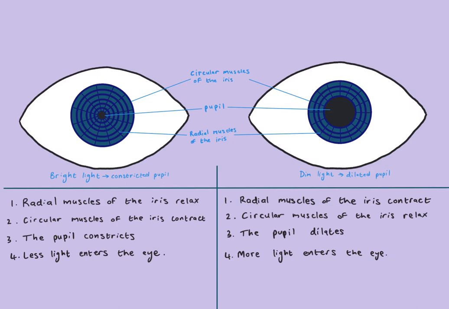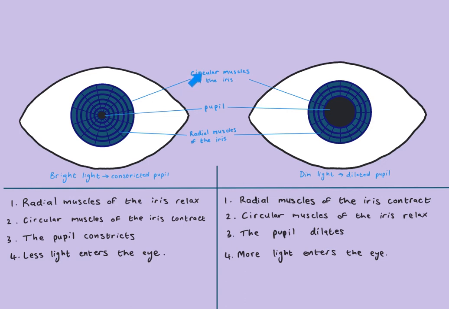So the first thing we must look at is the two different types of muscles in the iris. So you have some that make concentric circles, so circles within circles. So these are what we call circular muscles. And this is of the iris. So this is the colored part of your eye. So yours might be brown, this one's blue, but yours might be green, whatever. But this is not to be confused with the ciliary body that has ciliary muscles, which is used for accommodation.